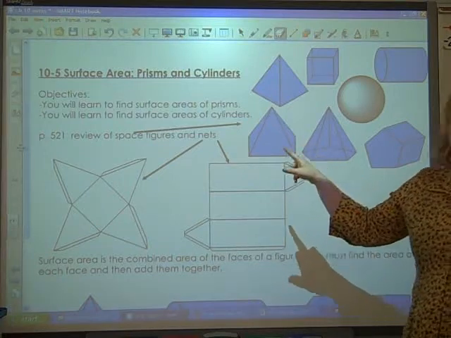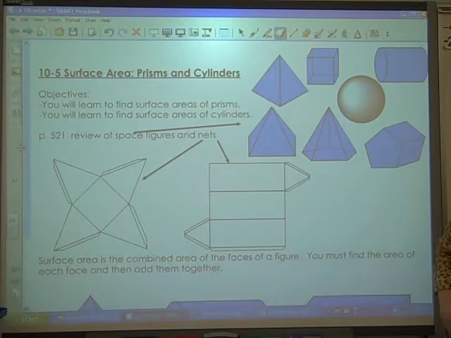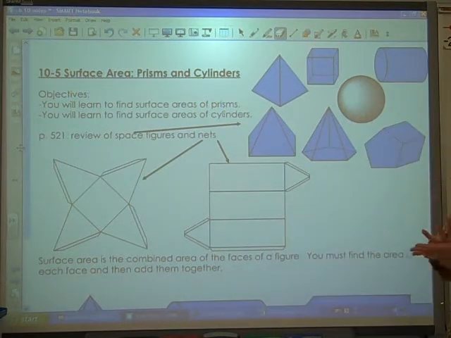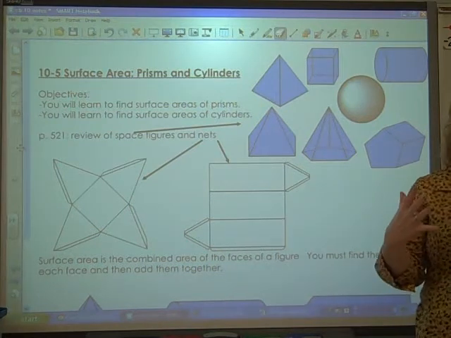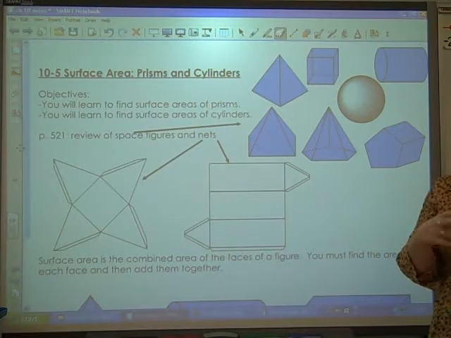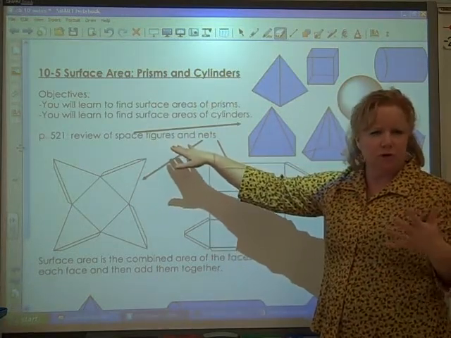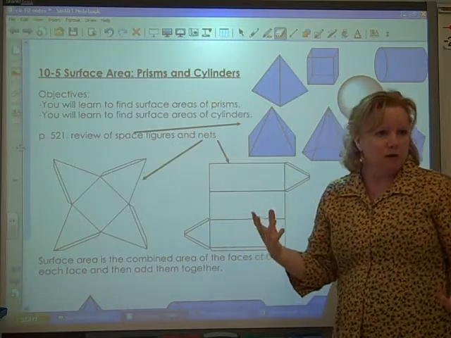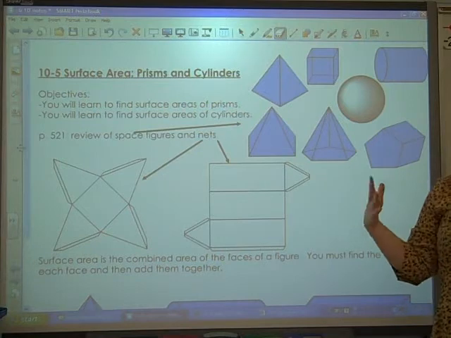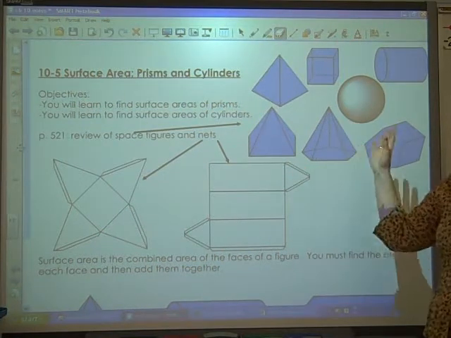Right, we're doing 10-5, surface area of prisms and cylinders. Now, a couple of things I want to touch base with you on, just so that if you see these terms or concepts on ISAT, you know what they're talking about. First of all, I think that the word "space figures" sometimes throws people. They're just talking about a three-dimensional figure. So these are considered your space figures. If you saw that term on ISAT, you now know a space figure is just your three-dimensional shapes.